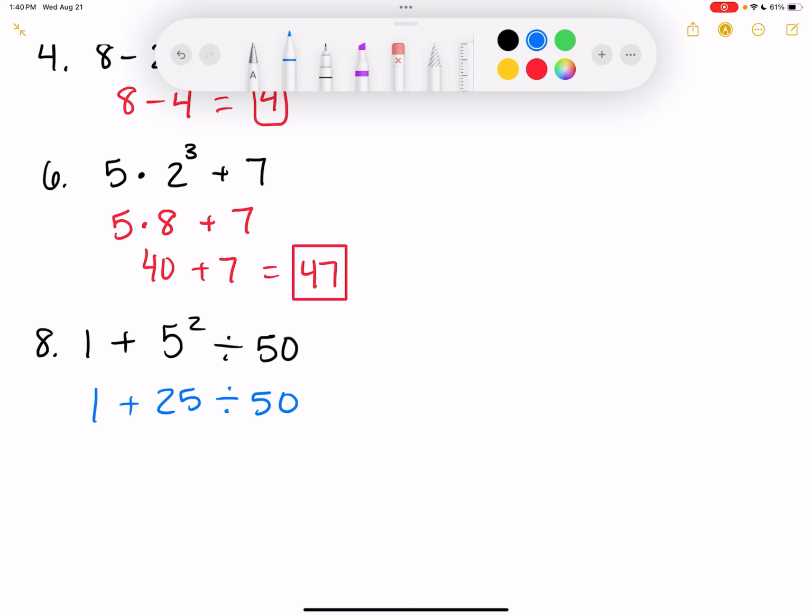Okay. All right, so I do the division part next. What is 25 divided by 50? 1/2. Well, half. We can either do it as a decimal or a fraction. I really don't care. So 1 plus, we'll just leave it as a fraction. 1 plus 1/2 is? 1.5. 1.5. Beautiful.